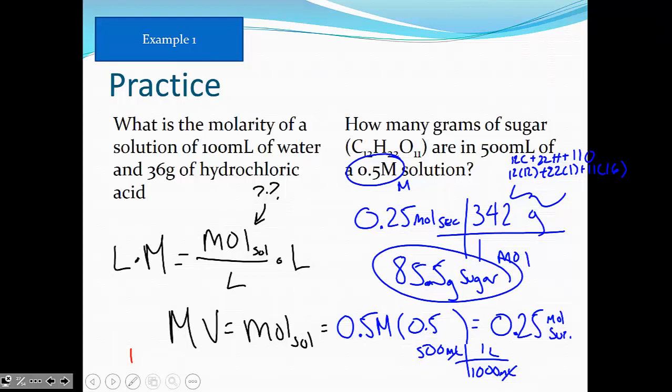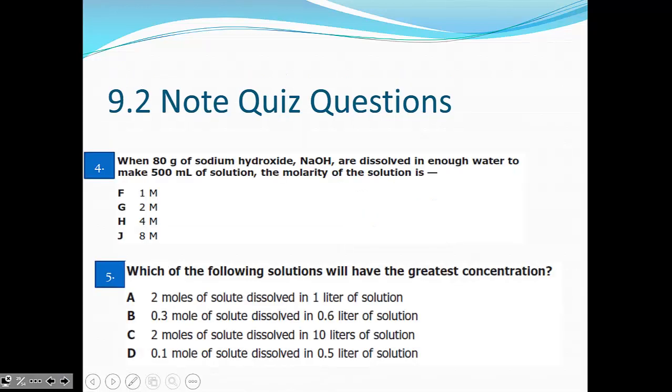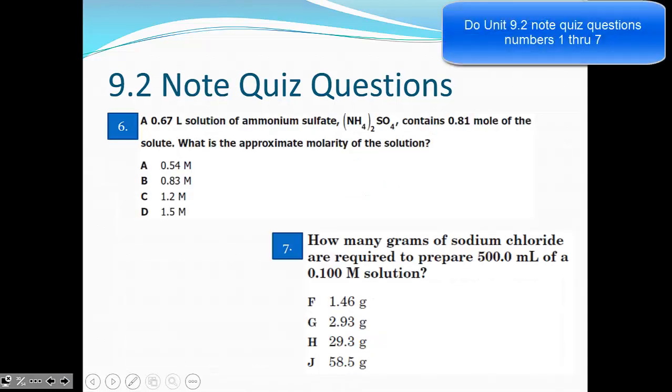Molarity is the concentration unit to know. Your SOL will test you exclusively on molarity for concentration. So your first 7 note quiz questions deal with molarity. You can pause the video and complete note quiz questions 9.2, 1 through 7.